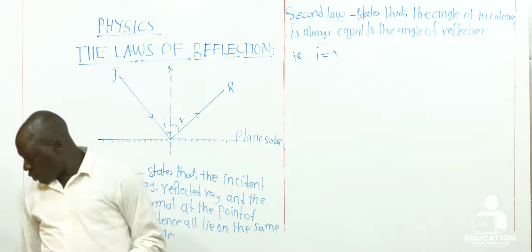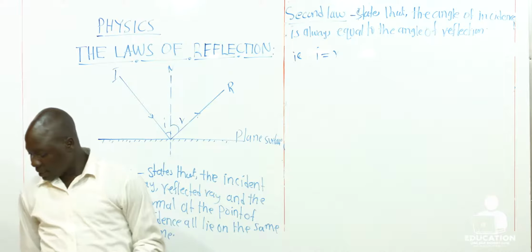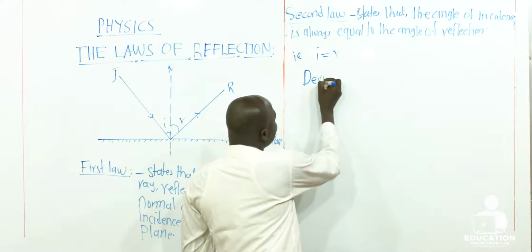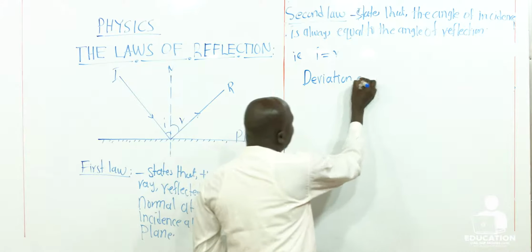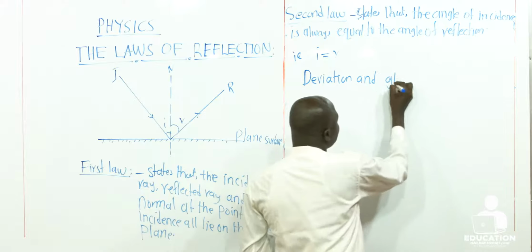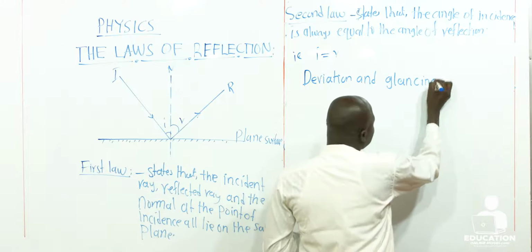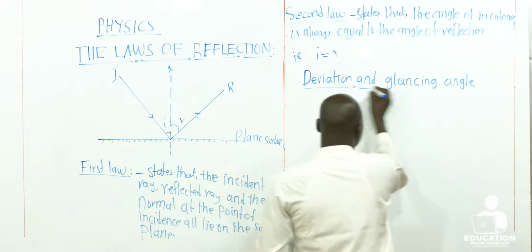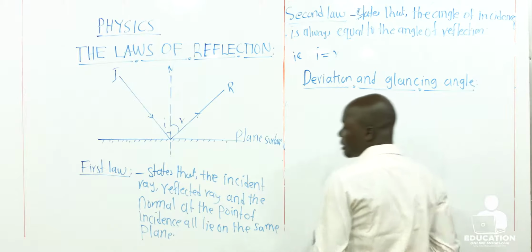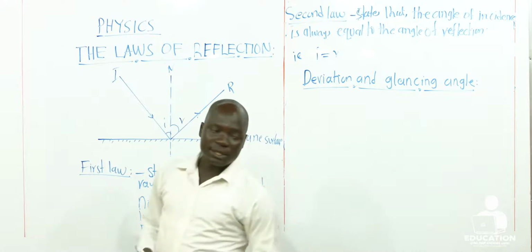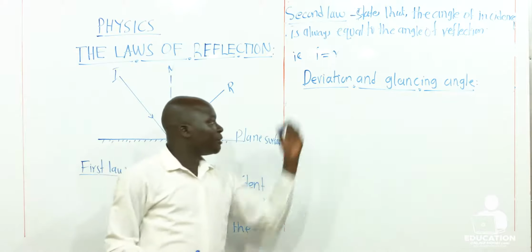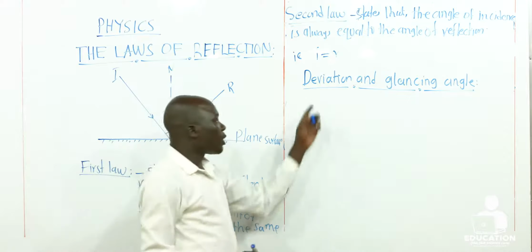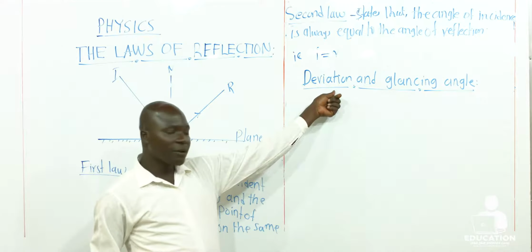After knowing the two laws of reflection, dear learners, let's look at what we call deviation and glancing angle. So dear learners, what do we understand by deviation and what do we understand by glancing angle? So now we are going to start with the definition of deviation.